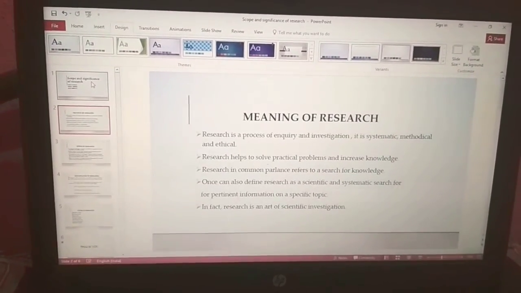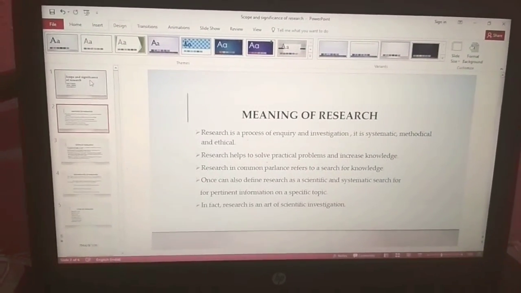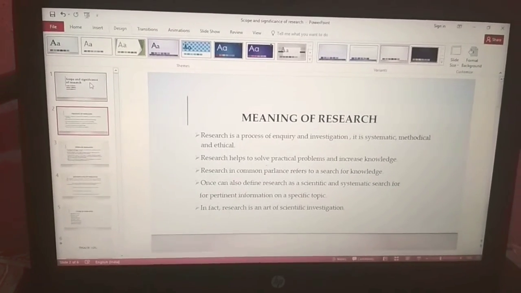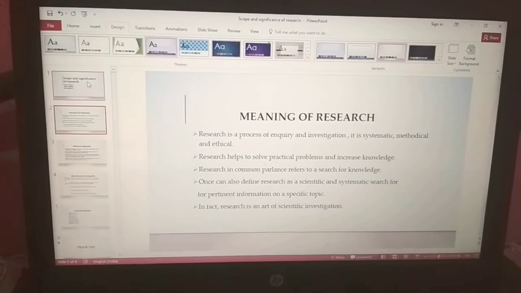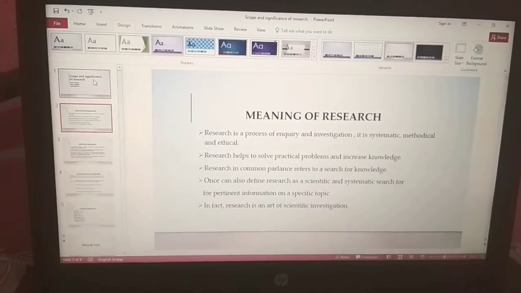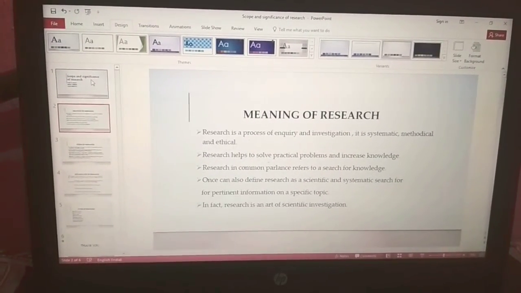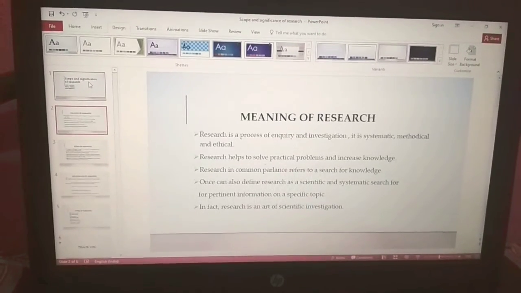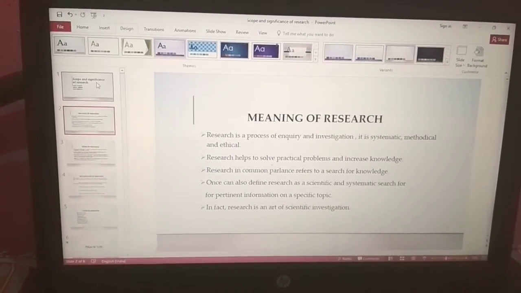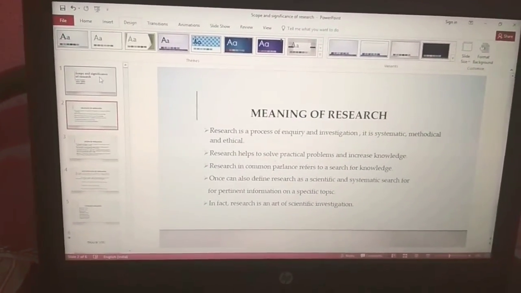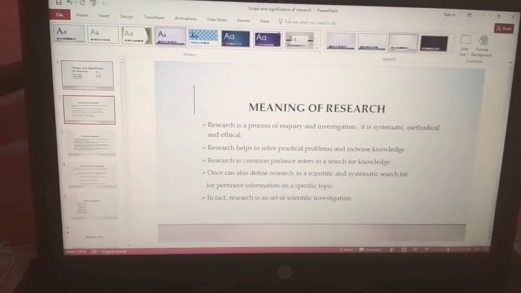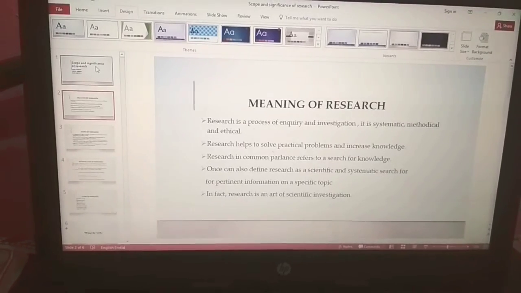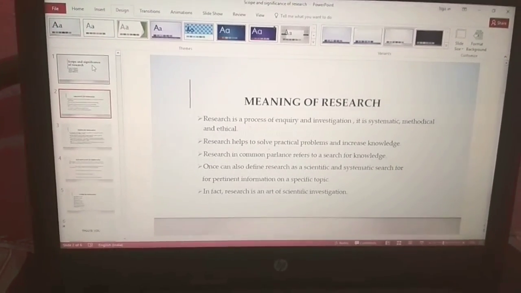Research helps to solve particular problems and increases knowledge. Research in common parlance refers to a search for knowledge. One can also define research as systematic research for prudent information on a specific topic. In fact, research is an art of significant information.